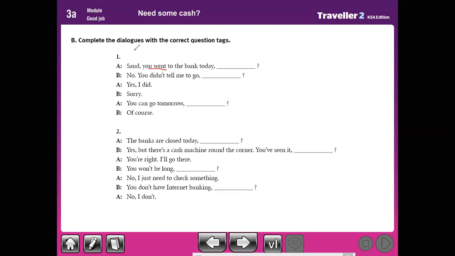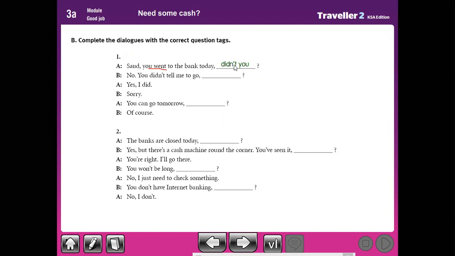There isn't any auxiliary verb or modal verb. So you should use did in the past, does in the present singular, and do in the present with plural and I. So here, went, we use did. But pay attention, the statement is affirmative, so we use a negative question tag. Here, didn't you? Because the verb is went in the past, so we use did. And this sentence is affirmative.